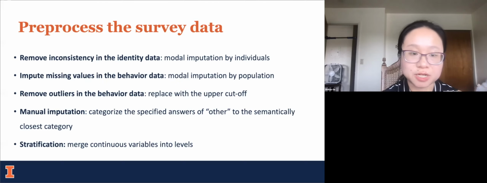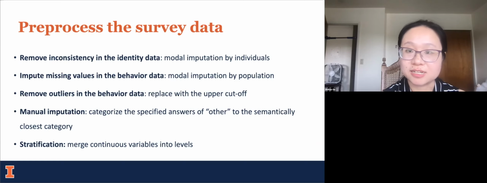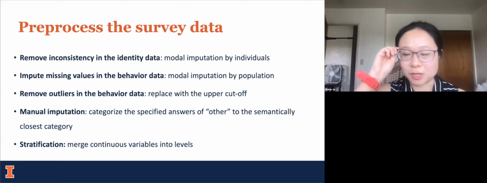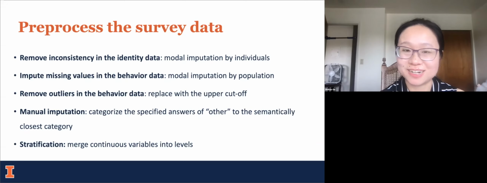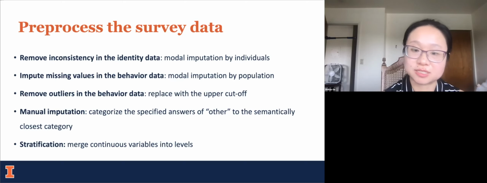And also we did some stratification to merge the continuous variables into levels. For example, how many people are sharing a dwelling? We changed that to maybe no people sharing a dwelling, like 2 people, and then we use some quantiles to see if they have like 4 people or more than 15 people. And also for the test frequency, we merge that into levels of less than 1 test per week, 1 to 2 tests per week, and more than 2 tests per week.